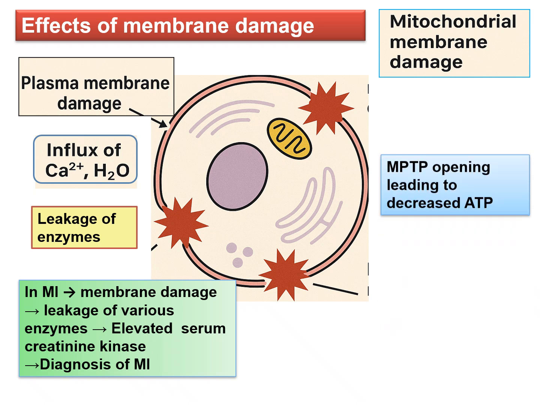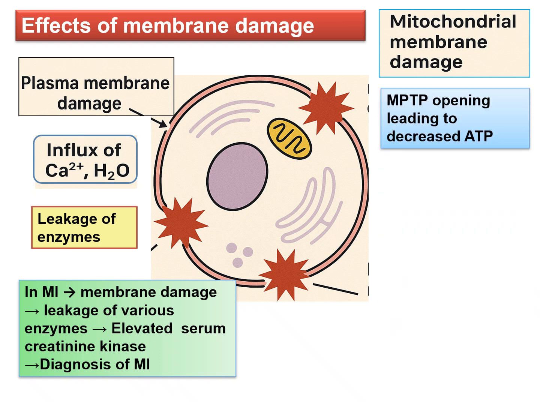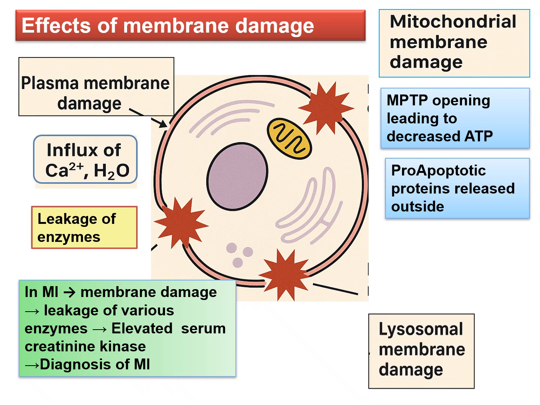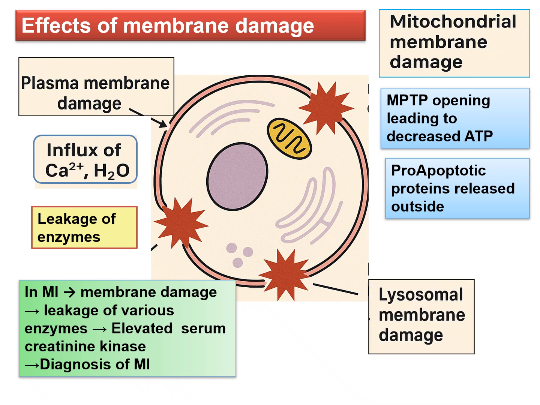Because of mitochondrial membrane damage, there is opening of mitochondrial permeability transition pores leading to decreased ATP, which I told you in the mitochondrial damage, and also there is release of pro-apoptotic proteins like BAX, BAK and cytochrome C, which results in intrinsic pathway activation leading to apoptosis. Because of lysosomal membrane damage, there is release of various hydrolytic enzymes out into the cell.